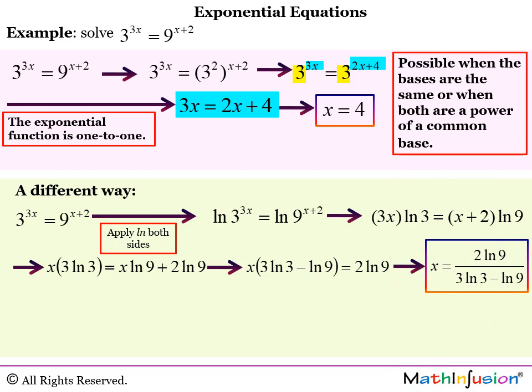The first way, which was much easier than the second way, was possible when the bases are the same or when both sides have a power of a common base. But the second way, by applying ln to both sides and working it out, is always possible.